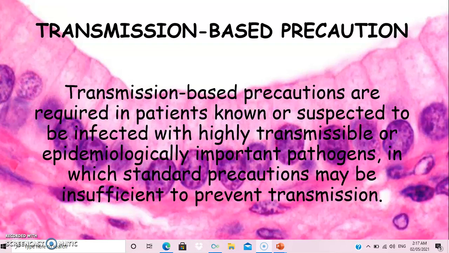the second tier of infection prevention, the transmission-based precautions. Transmission-based precautions are required in patients known or suspected to be infected with highly transmissible or epidemiologically important pathogens, in which standard precautions may be insufficient to prevent transmission.